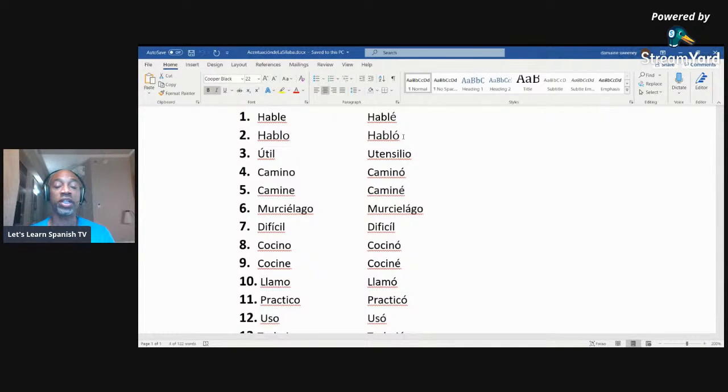Útil, utensilio. So you see I emphasize on the first word, útil, and the next one is utensilio. So you can hear the difference. Útil, utensilio. Camino, caminó.